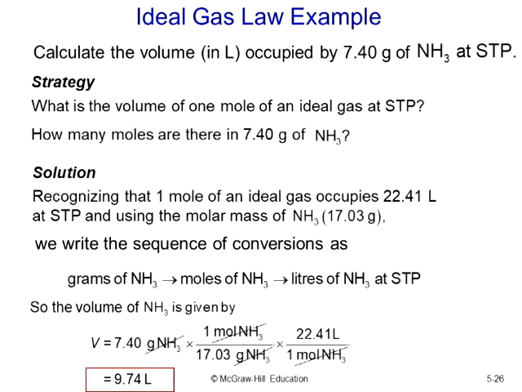How many moles are there in 7.4 grams of ammonia? So we basically have 2 problems. Do not try to work these as one problem. Simply blindly do the first, then blindly do the second. Okay? So let's start then with the first. Recognize that 1 mole of an ideal gas occupies 22.41 liters, or 22.4. That's what it is at STP.